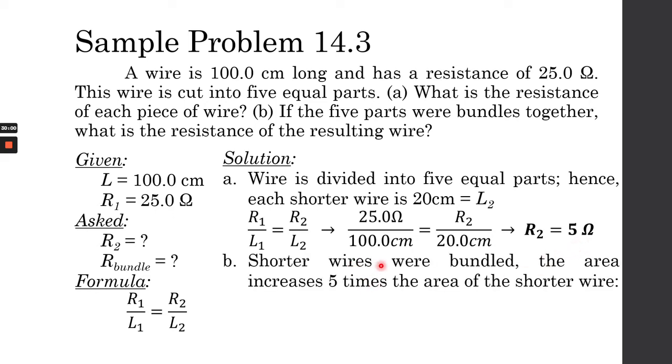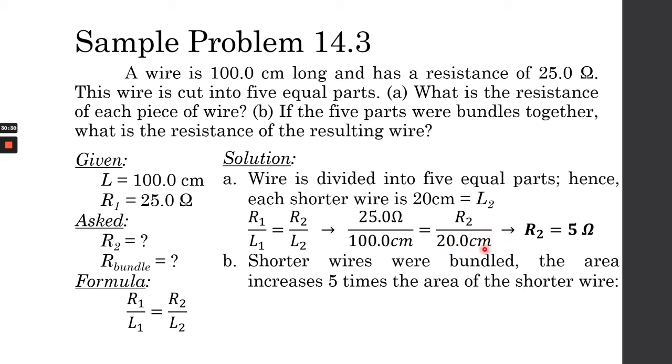The shorter wires were bundled together, so it means the area increases 5 times the area of the shorter wire. So originally, meron kang isang wire na 20 centimeter long. Tama? And yung 20 centimeter long wire na to, meron siyang area. So kapag yung limang 20 centimeter na yon pinagsama-sama mo, ibig sabihin yung total area ng wire na yon is 5 times dun sa area ng 20 centimeter.